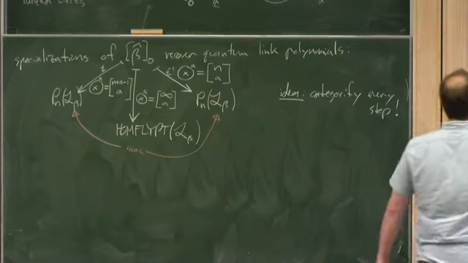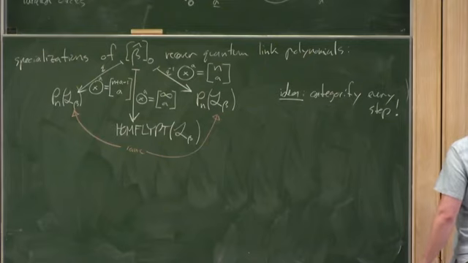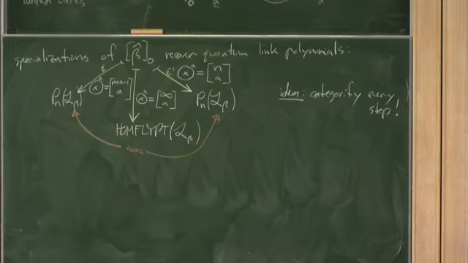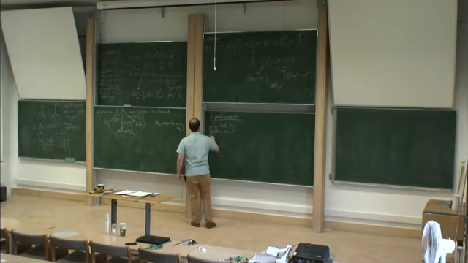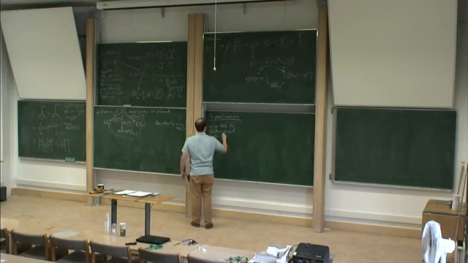Okay, how does this start? Well, we can trade the Kaufman bracket, maybe I'll put Kaufman in quotes because it doesn't quite look like the original version, but it's some version of that, for the Khovanov-Rozansky bracket.